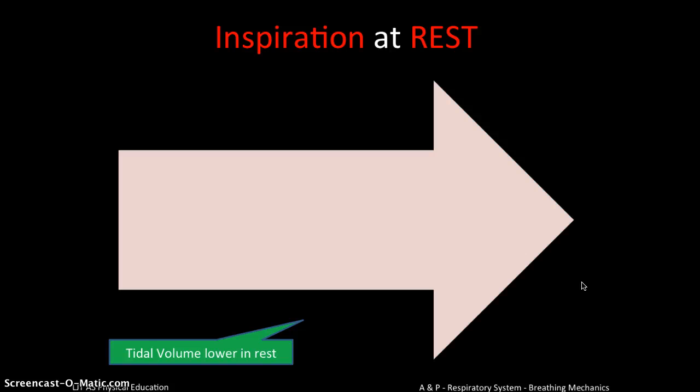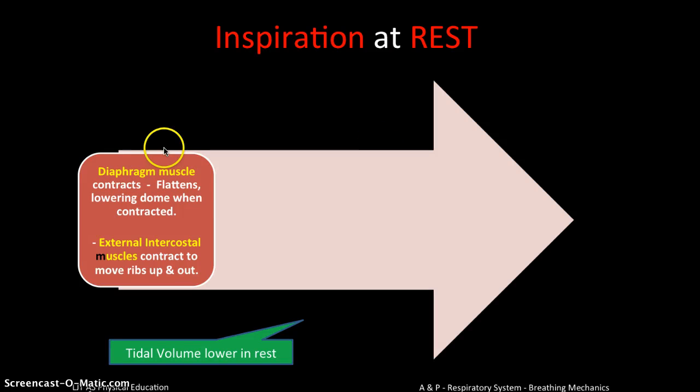So let's apply that to breathing in, or inspiration, at rest. M was, if you remember, muscles and movement. Basically we've got two muscles that contribute to you breathing in. We've got the diaphragm muscle, that sheet of muscle at the bottom of the chest cavity. When that contracts, it flattens and lowers. And then we've got the external intercostal muscles. These are muscles which are essentially between the ribs, and when these external muscles work, they pull the rib cage up and out.